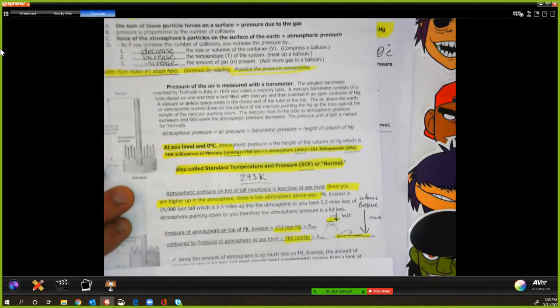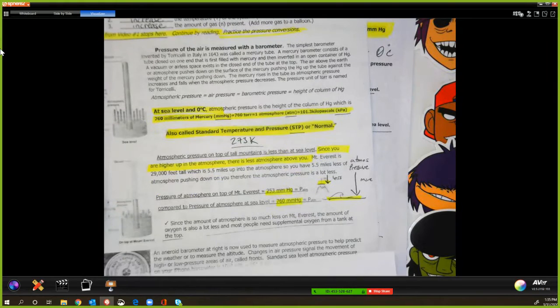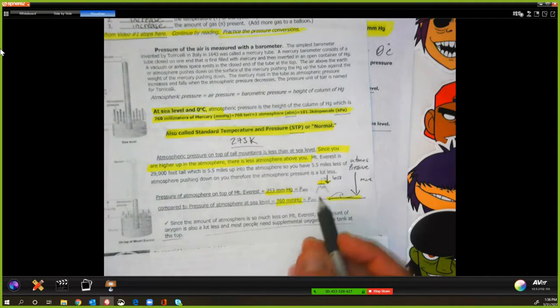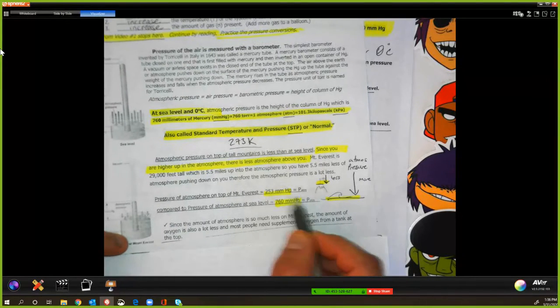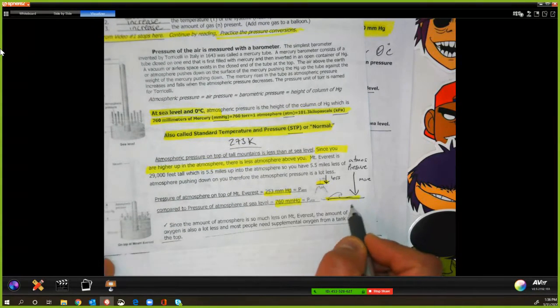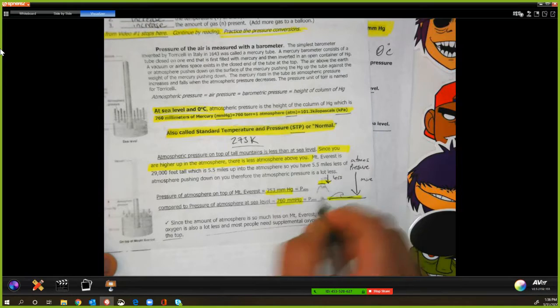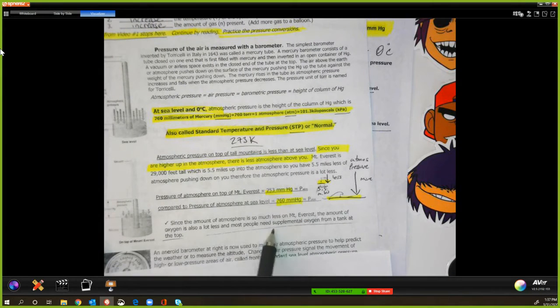Okay, and so then this next part, it talks about atmospheric pressure at Mount Everest and how it's higher up, so you don't have as much pressure coming down on you as you do at sea level because there's more room. It's like a difference of 5.5 miles. Okay, so since the amount of atmosphere is so much less on Mount Everest, the amount of oxygen is also a lot less, and most people need supplemental oxygen from a tank at the top. So that will be the case.